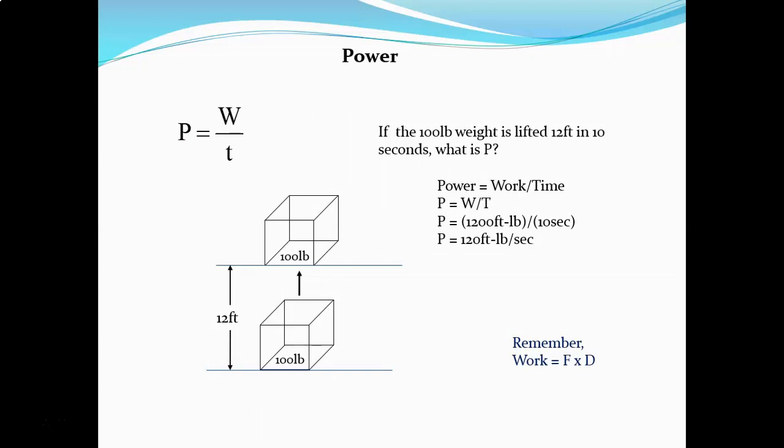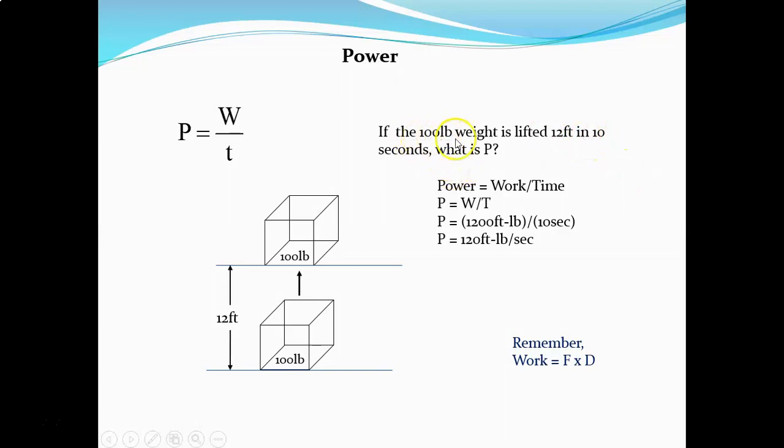You remember our example earlier, we lifted a 100-pound box 12 feet in the air. Down in the bottom right-hand corner, I've listed that formula for work again. Remember, your work is your force times the distance traveled. Force being 100 pounds, distance traveled being 12 feet. We had 1,200 foot-pounds as our work. Now we're going to throw in another element: how fast did it take us to lift that 100-pound box 12 feet? In this example, it took 10 seconds.